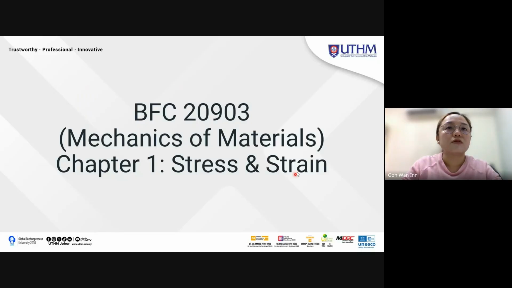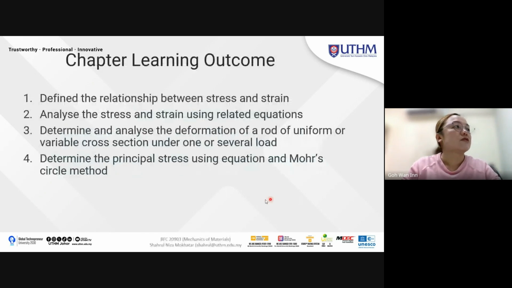Okay, so let me start with chapter 1, mechanics of materials, stress and strain. For this chapter, the learning outcomes are: number 1, define the relationship between stress and strain. Analyze the stress and strain using related equations. Determine and analyze the deformation of rods of uniform or variable cross sections under one or several loads. And then determine the principal stress using equations and Mohr's circle method.